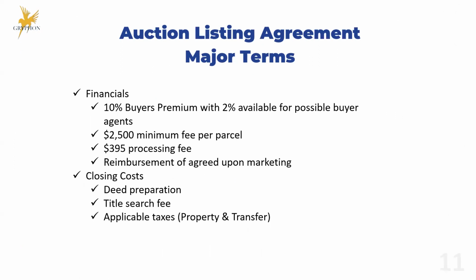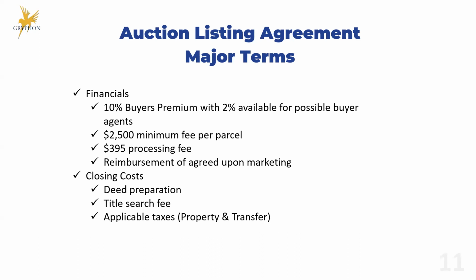So the financials related to the auction listing: it is a 10% buyer's premium, with 2% available for a possible buyer's agent. For folks that have never worked with a buyer's premium before, essentially it is the percentage over and above the high bid that the purchaser pays in addition to the high bid to come up with the total contract price. So for example, if the high bid is $100,000, the buyer's premium is $10,000. Total contract price is $110,000.